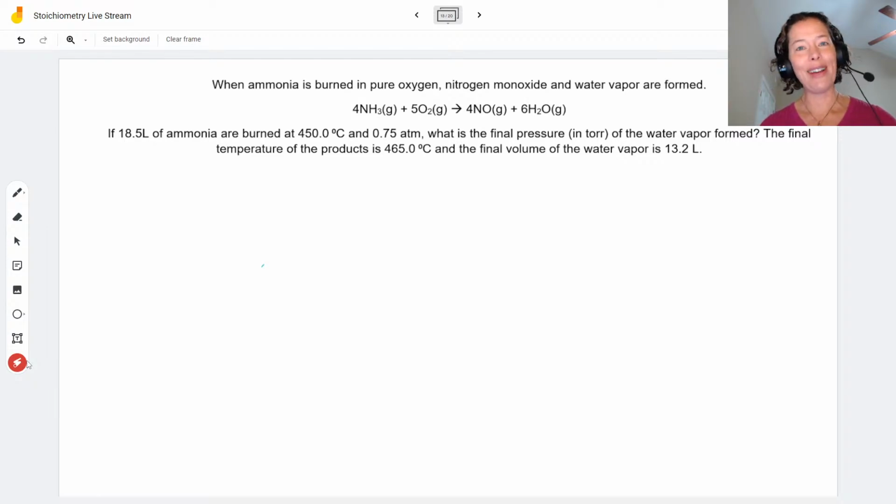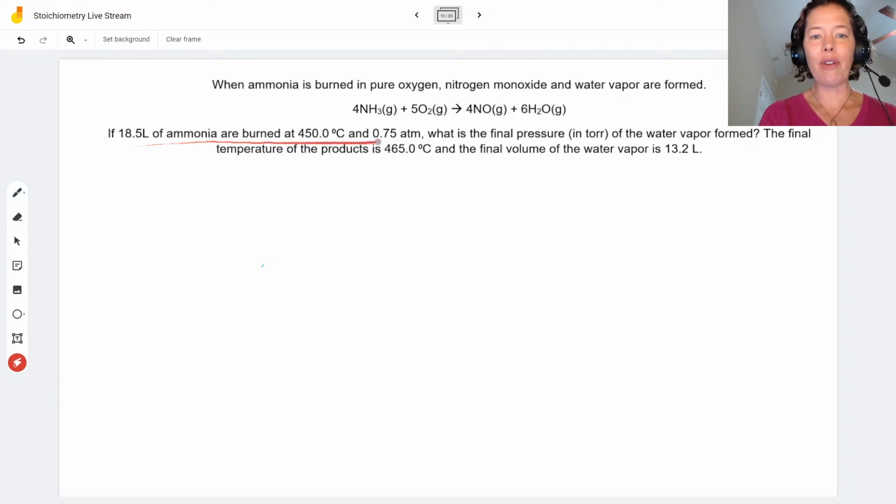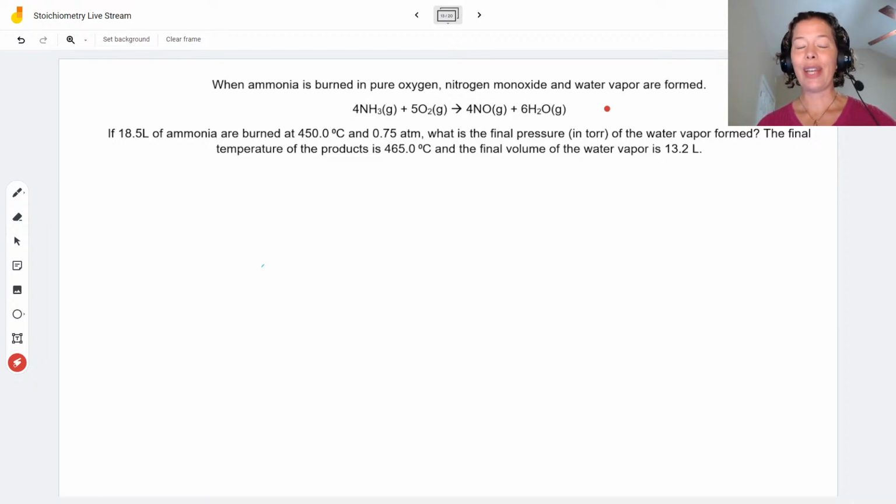But let's start by identifying it as stoichiometry. We are asked for the final pressure of the water vapor, and we are given a lot of information about ammonia. So this is a stoichiometry problem. We've got to link these two compounds with a balanced chemical equation, which thankfully we are given right here. Now again, I'm thinking stoichiometry. I'm thinking moles. How do I get to moles? I have no moles here. I don't have grams. I'm not at STP. Well, we do have ideal gases, so we are going to use the ideal gas law again.